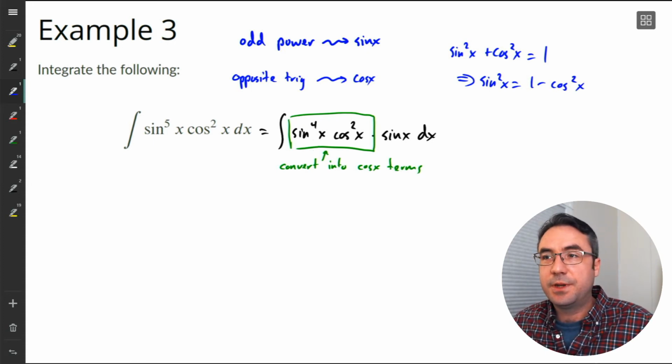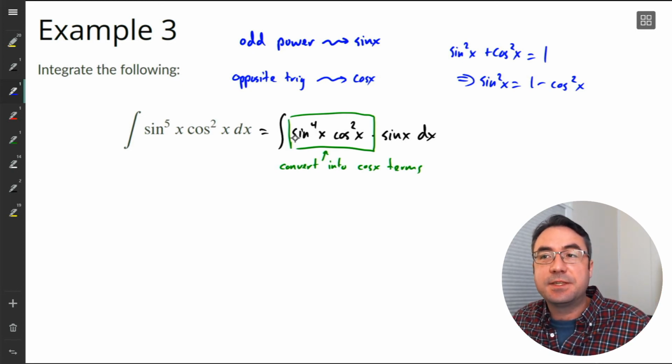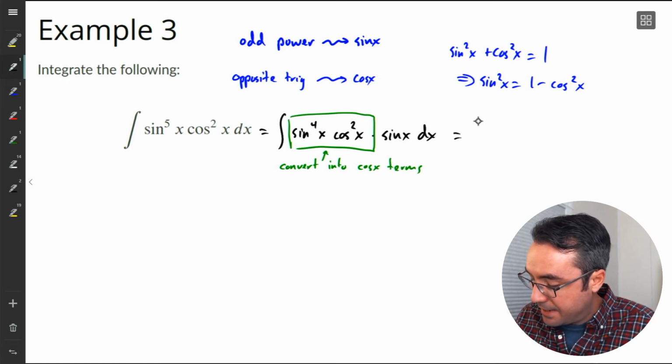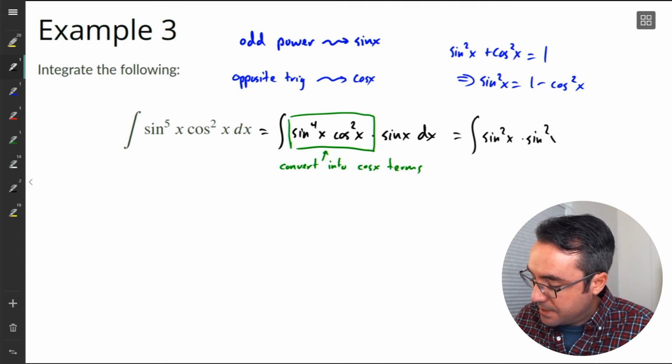All right, so how are we going to do that? We want to essentially get a bunch of sine squareds here. Well, we started with an odd power, so we took one of those sine terms and moved it next to the differential. That means all of our sine terms here are an even power, so we can just break them up into as many sine squareds as we need. We're going to break that into sine squared of x times sine squared of x, and then we have our cosine squared of x, and then we still have our sine x dx.